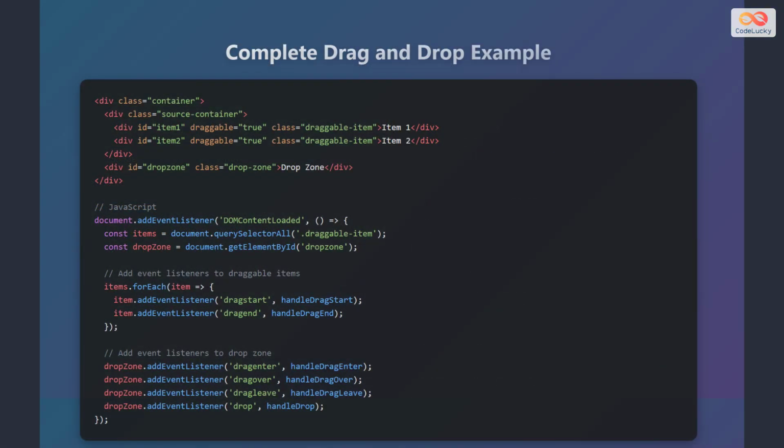Here's a complete example of drag and drop functionality using HTML, JavaScript, and Cascade styling sheet. We have two divisions with class names source container and drop zone respectively. In source container, we have two more divisions, namely item 1 and item 2. Correspondingly, event listeners are added to the drag start, drag end, drag enter, drag over, drag leave, and drop events in the JavaScript code.